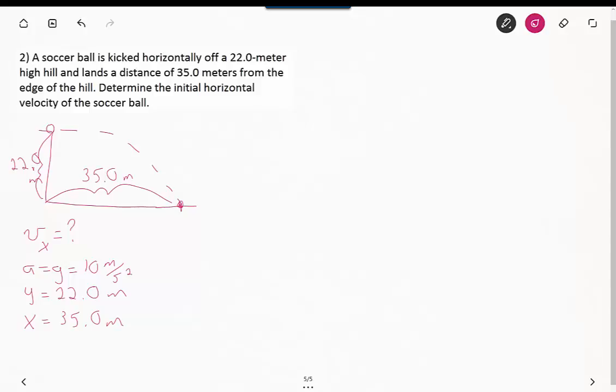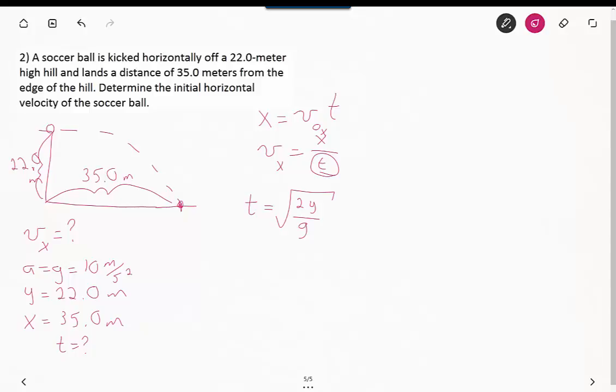In order to find Vx, we need to have the time. Even though we're not asked for it, we actually need the time first, because remember that x is equal to v naught x t. So the velocity in the x direction is the displacement over the time. So let's start with the time. I'm going to use the equation from the last problem, where we solved for the time in the y direction, which is t equals the square root of 2y over g.